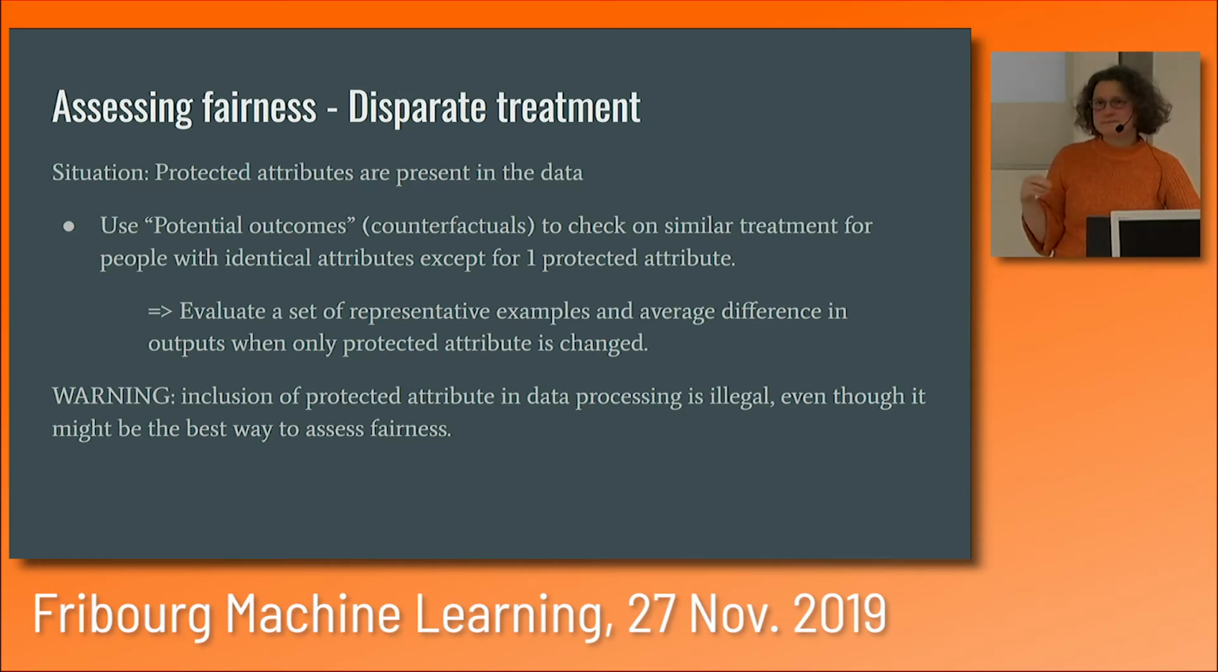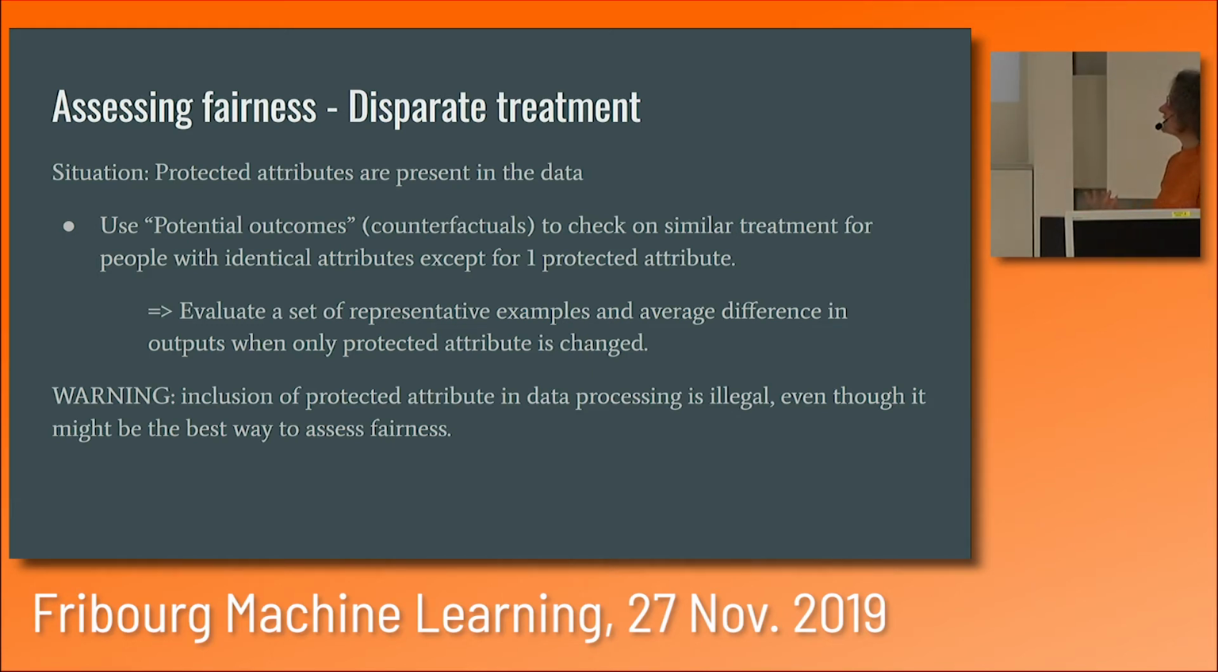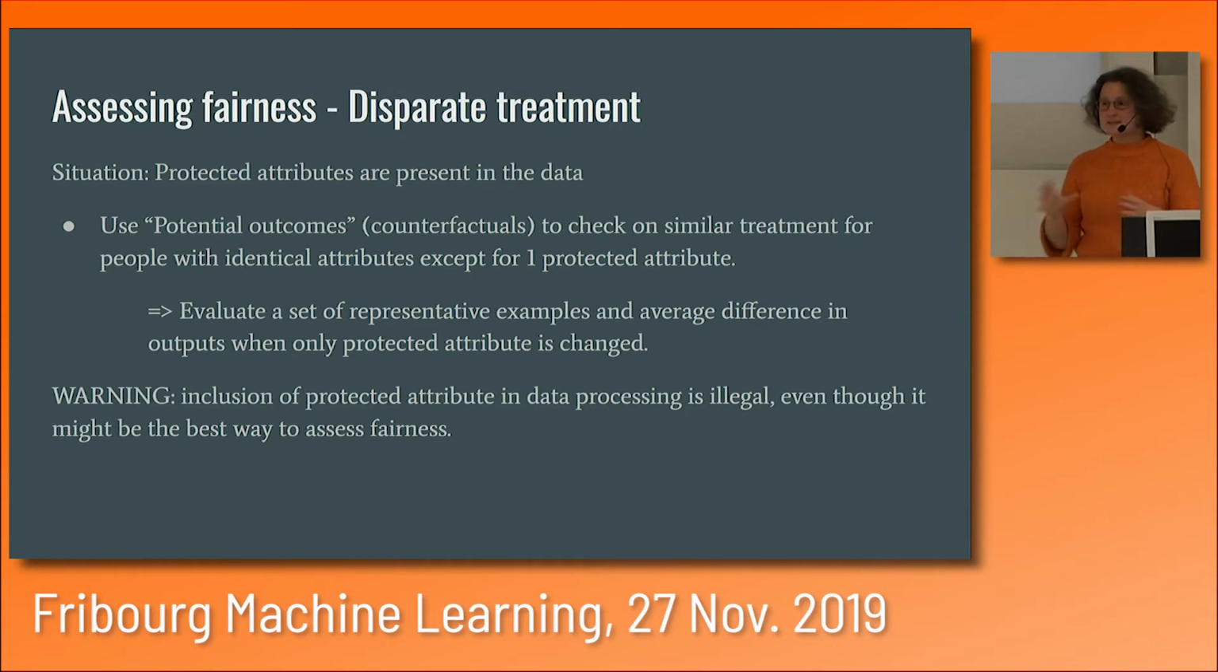In this situation, it's quite easy to measure the actual fairness. You can use potential outcomes or counterfactuals to check if the treatment for people who are similar in all attributes but one, the protected attribute, the results are identical. The issue with this method is that actually it's illegal, at least in the US, to include protected attributes in your data and your model. So that's the best check for fairness, but that's something that you're not allowed to do.